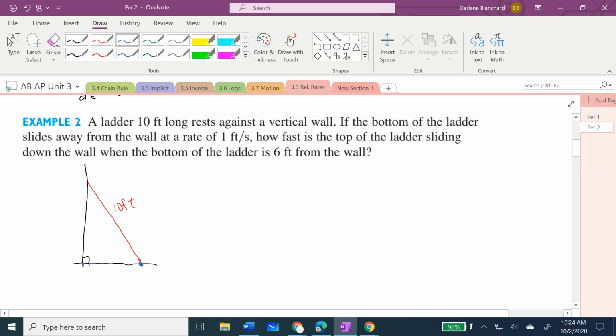And this is moving away from the wall at a rate of exactly and precisely 1 foot per second. They want you to determine how fast the top of the ladder is sliding down the wall. And that's a question mark. And then the when information. I'm going to underline the when information and then not use it until the very end.